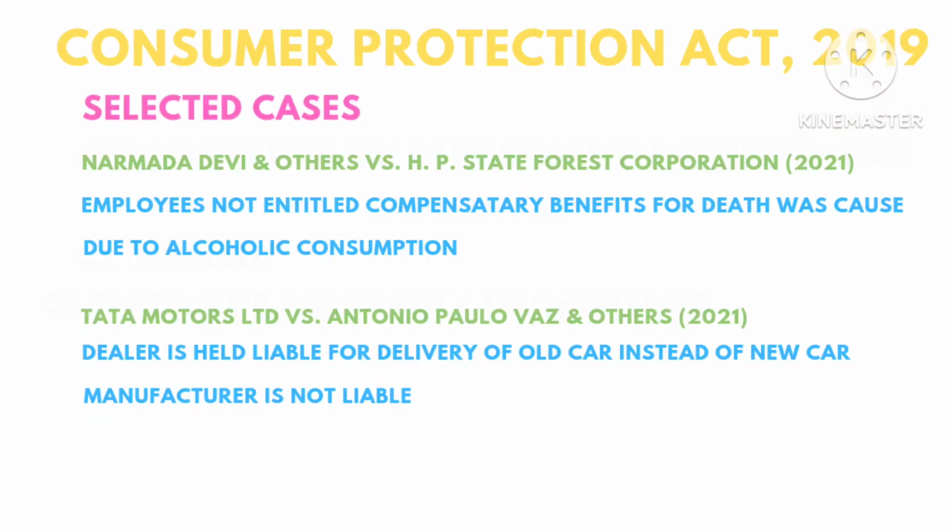Tata Motors Limited versus Antonio Paula Vaz and others, 2021 case. In this case, the dealer delivered an old car to the consumer, with a meter reading of 622 kilometers. This old car was delivered instead of a new car. For this act, the manufacturer is not liable to pay compensation for the delivery of an old car instead of a new car, whereas the dealer is held responsible for the acts done by the dealer itself.